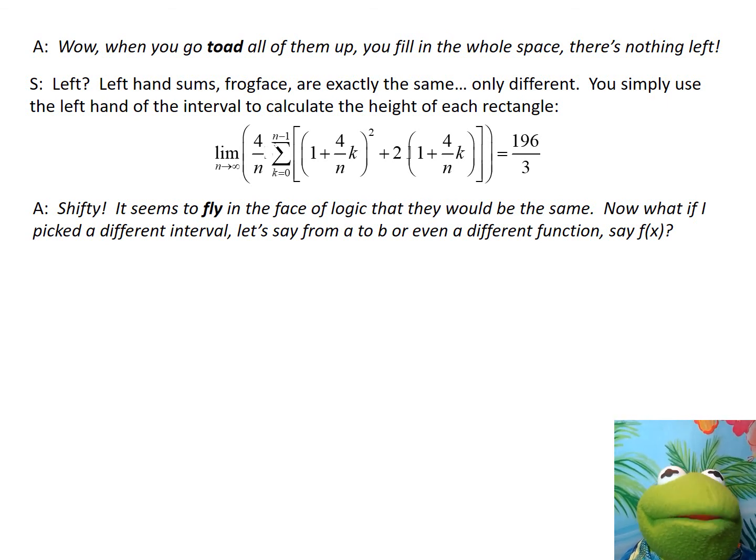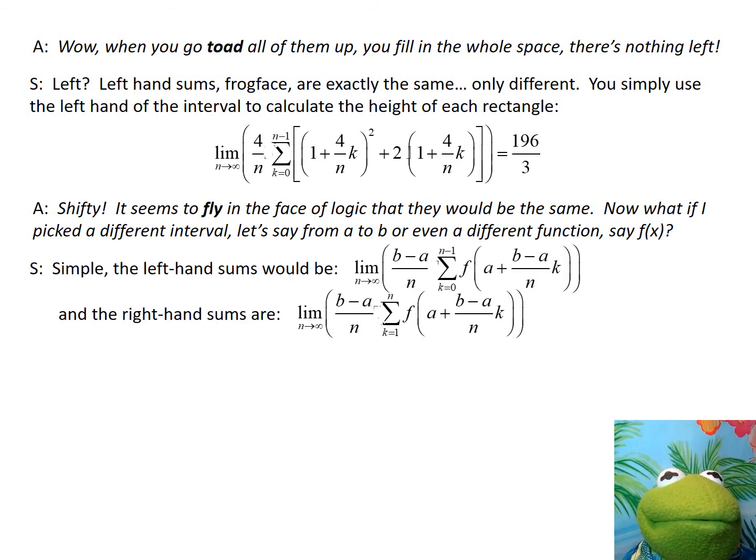Now, what if I picked a different interval, let's say from a to b, or even a different function, say f of x? Simple. The left-hand sums would be the limit as n goes to infinity of b minus a over n times the summation as k goes from 0 to n minus 1 of the function, quantity a plus b minus a over n times k. And the right-hand sums are the same, only different.